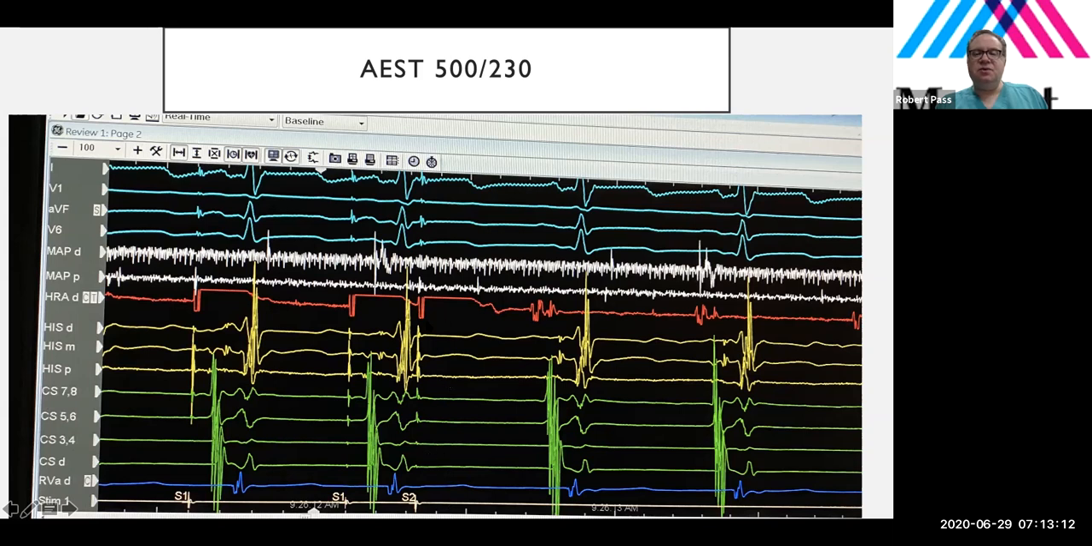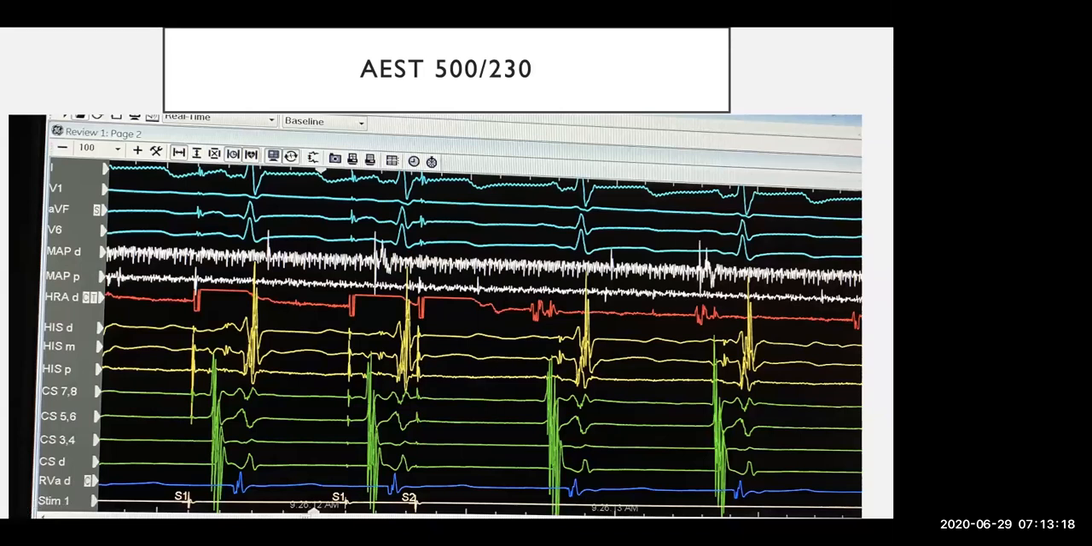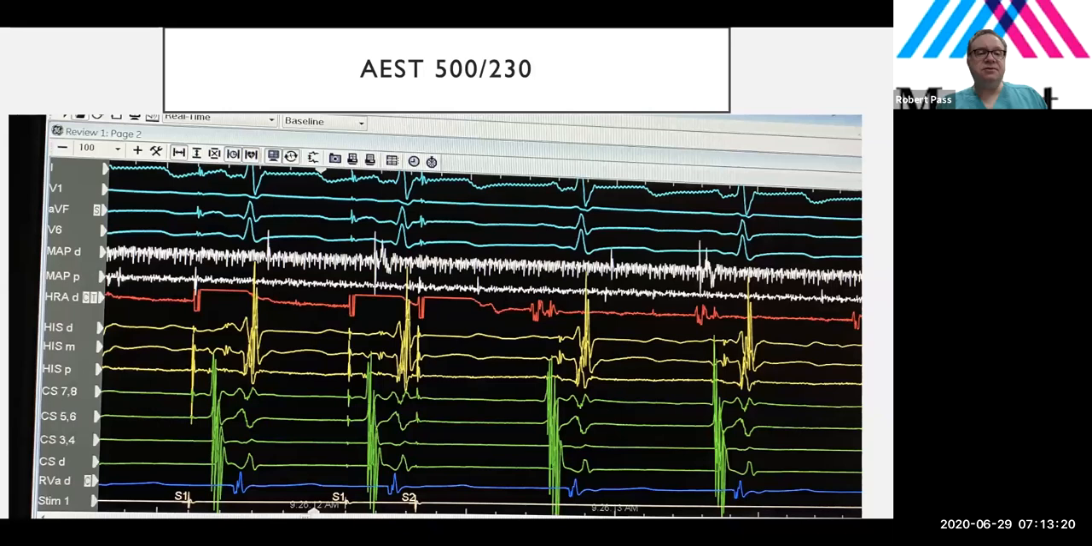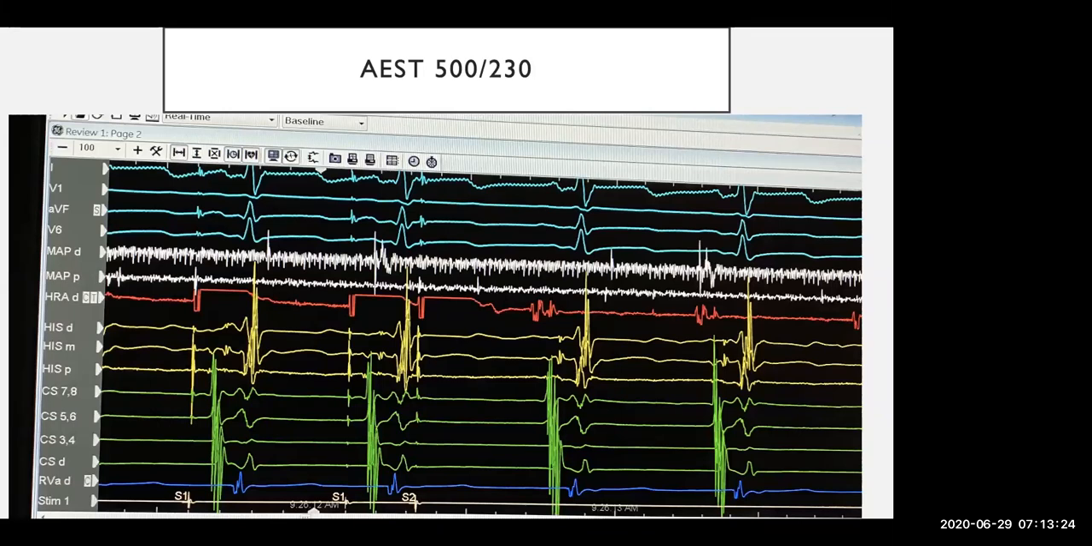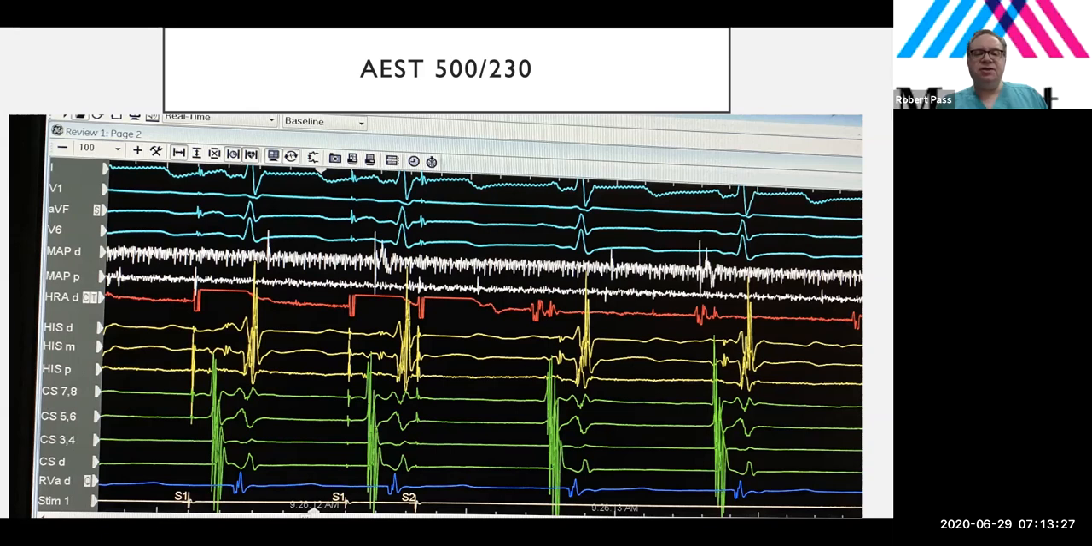So what is this? What refractory period would we say we have achieved here? Atrial. Yeah, AV. Would you say atrial or AV nodal? So that's a good question. This is actually the atrial effective refractory period, meaning that at 500/230, we can no longer capture the atrium.